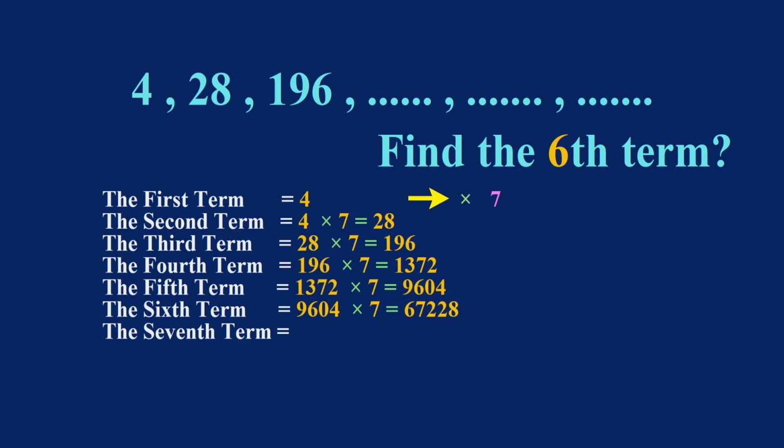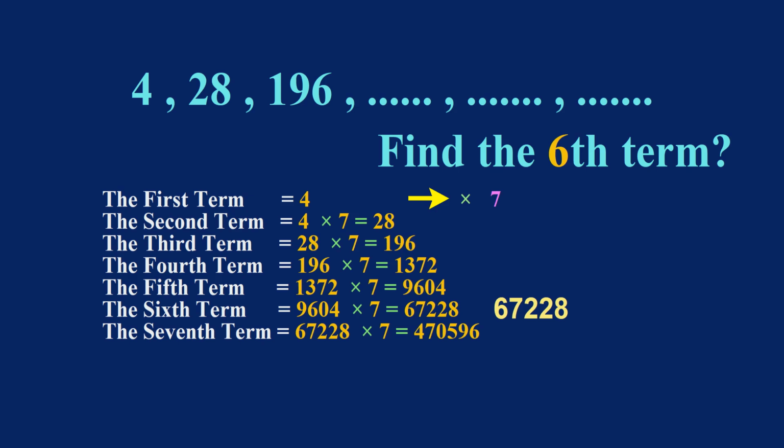67,228. And the seventh term is 67,228 times 7, which equals 470,596. And for our problem, we want to get the sixth term, which equals 67,228. And this is the solution by using the manual method.